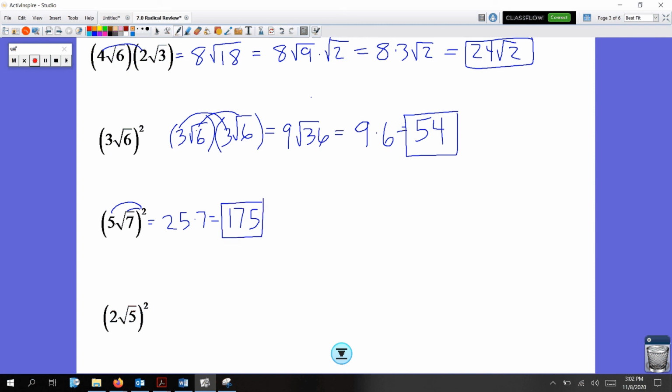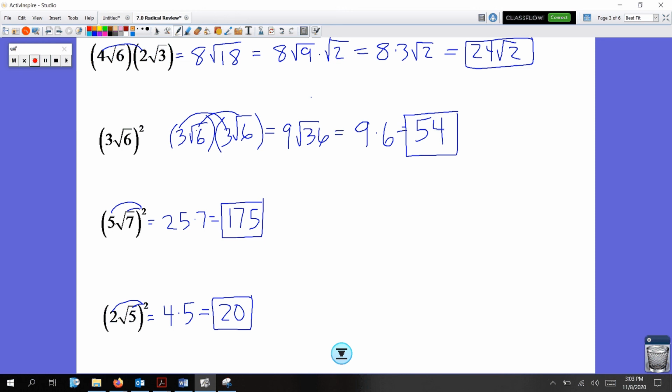Okay, I'm going to do it again. Here we go. I'm going to square the 2. That gives me 4. And when I square the square root of 5, I just free the 5 outside of the radical. I bust that radical up. So now this just becomes 4 times 5. And 4 times 5 is 20.